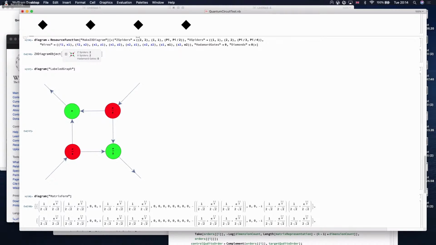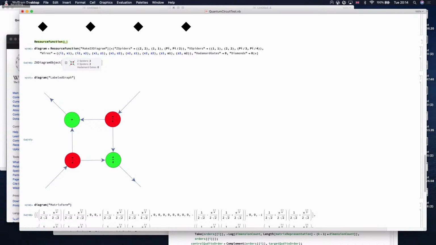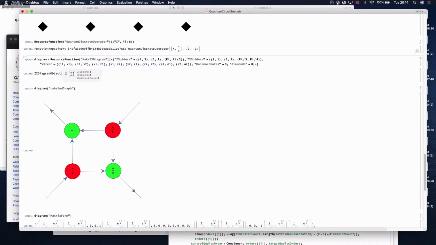Okay. But anyway, internally, essentially, what the Z and X spiders are okay. So if we say X comma pi over 6 or something. Wait, sorry, X rotation.